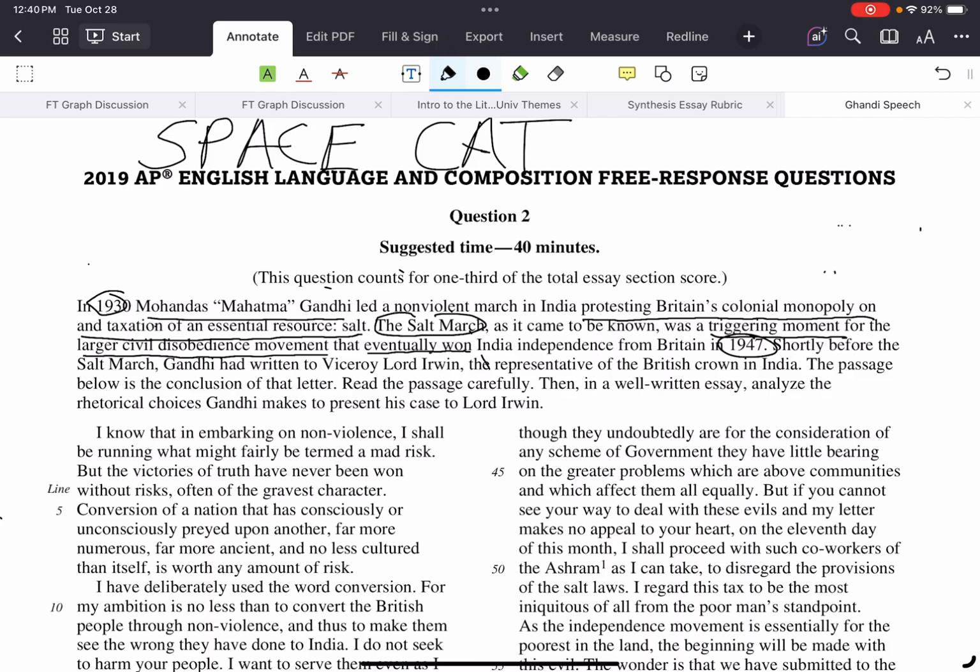Shortly before the Salt March, so that's interesting. Shortly before, Gandhi had written to Viceroy Lord Irwin, the representative of the British Crown in India. The passage below is the conclusion of that letter, so it's an excerpt. Read the passage carefully, then in a well-written essay, analyze the rhetorical choices Gandhi makes to present his case to Lord Irwin.